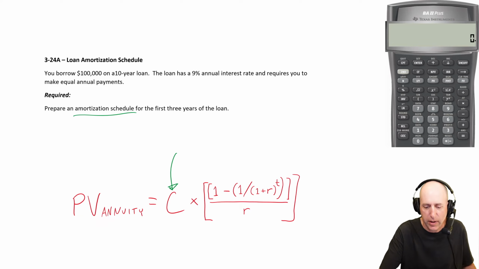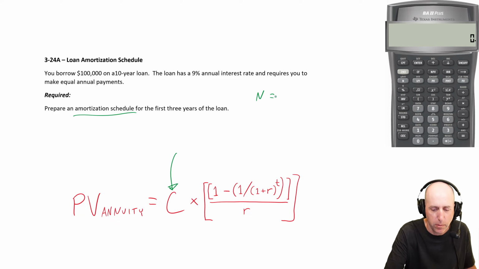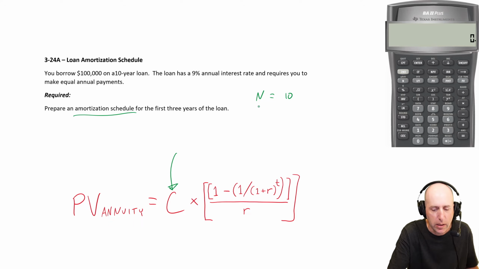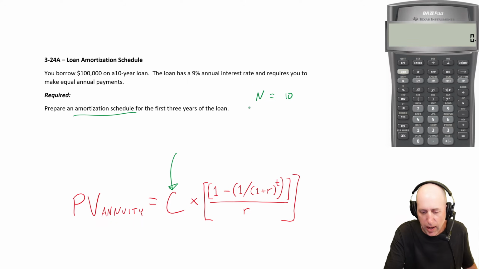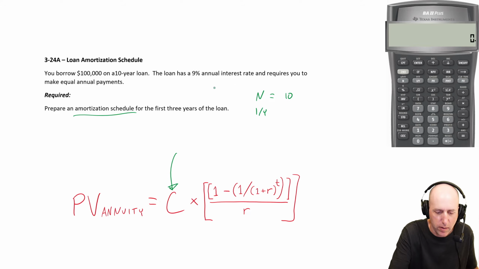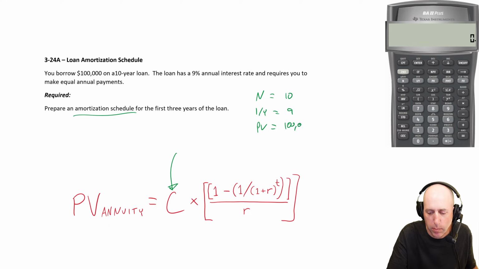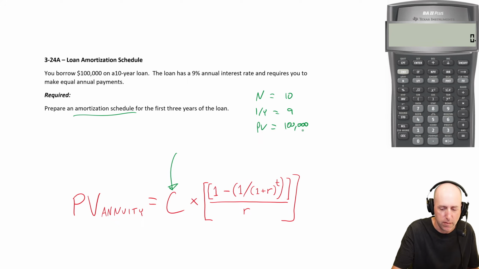What am I going to input into my calculator? Well, let's start with the N. Number of periods is 10. There's 10 years. It's annual interest. So 10 periods, 10 payments. What's next? I/Y, the discount rate. The discount rate here is 9%. PV, well, what is the value today? We're borrowing. We're getting 100,000. Let's put in a positive 100,000 as the PV.